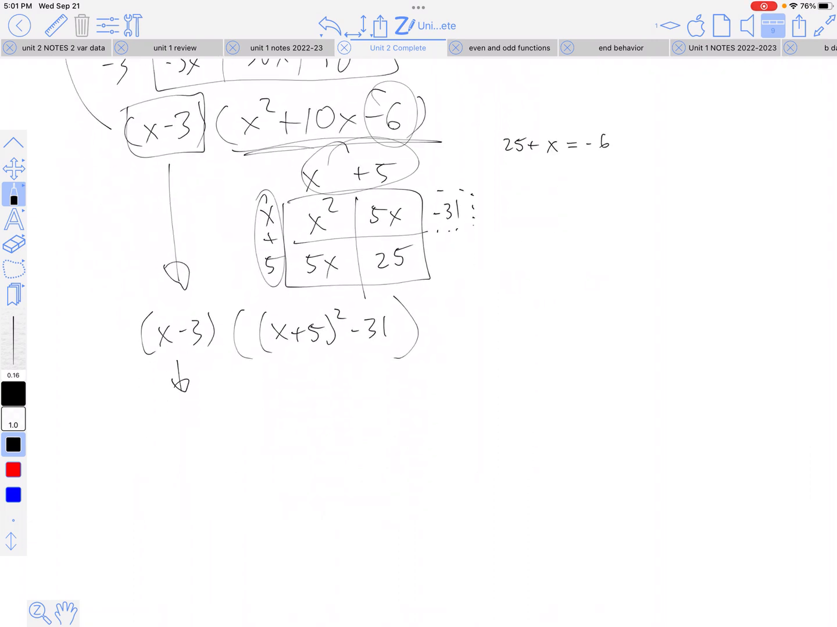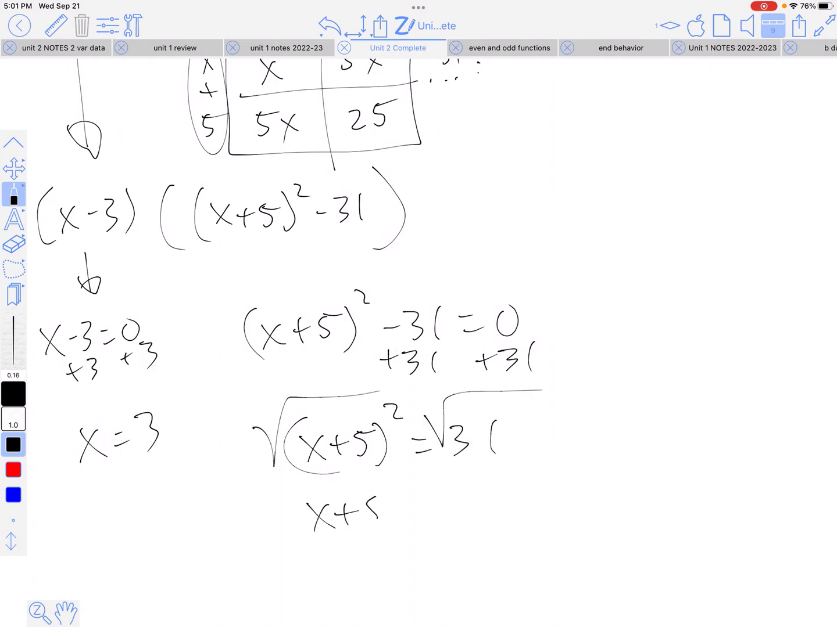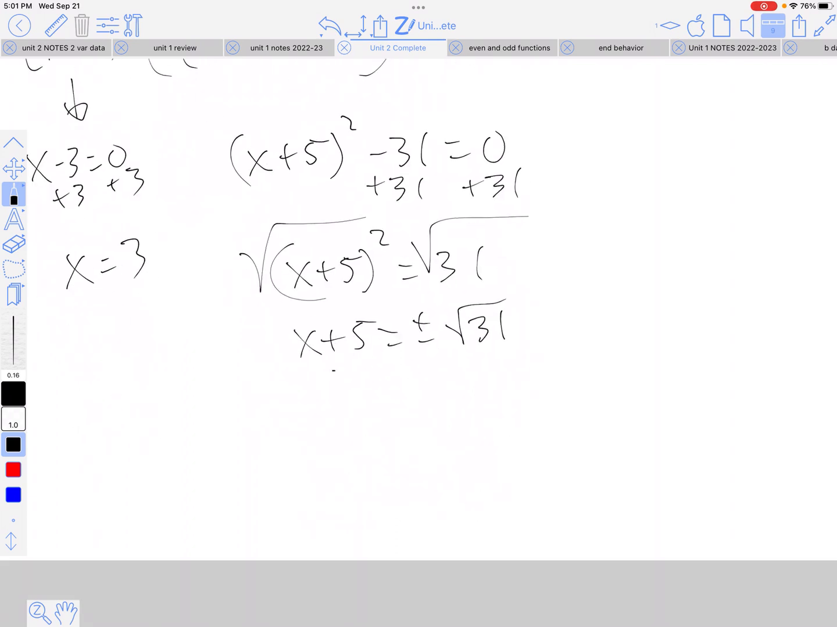So now I use the zero product property, which, remember, we already knew this one was 3. Then I'm going to do the same thing here. So now I just have to solve, and I'll have my other two solutions. So I'll add 31. Then I got to get rid of that square, so I'll take the square root, and I'll be left with x plus 5 equals plus or minus square root of 31. 31's prime, so I can't really do anything with that square root. So x equals negative 5 plus square root of 31, and negative 5 minus square root of 31.